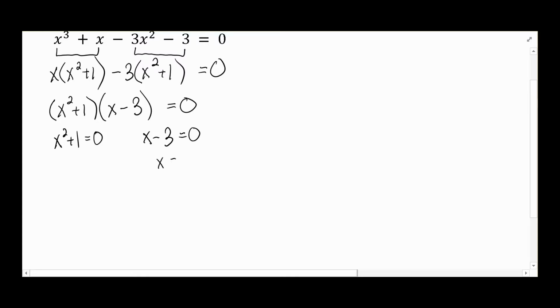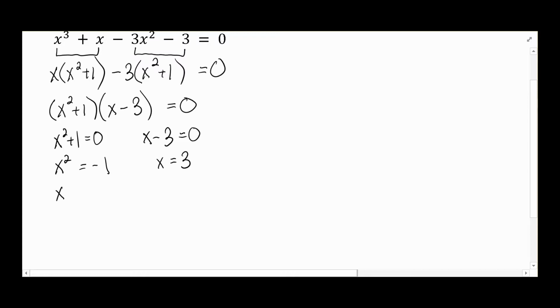Now the second one is super easy. We add the 3 to the other side, x is 3. Now for the first one, let's go back to the first thing we talked about in this lesson about breaking down your easiest way to solve a quadratic. Can you get perfect square on one side, number on the other? And we absolutely can. We can just subtract the 1 to the other side. Now we have a perfect square on one side, number on the other.